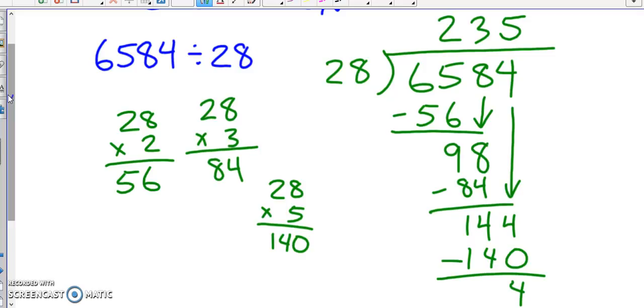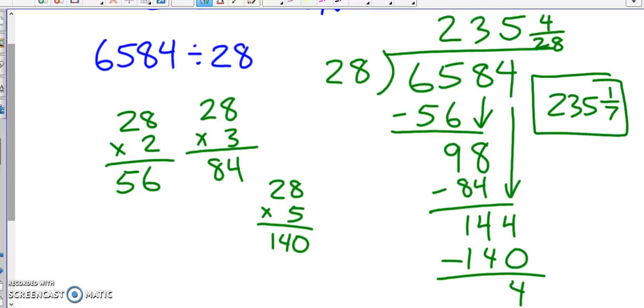A lot of times teachers will teach you to put a decimal point and keep going, but that's not what I'm after. I can make a mixed number out of this. So I can take that 4 and say, okay, this is 4 over 28, make it into a fraction. And 4 over 28, of course, reduces to 1/7. So the answer to this question is 235 and 1/7. So that remainder helps you come up with that fraction part at the very end.